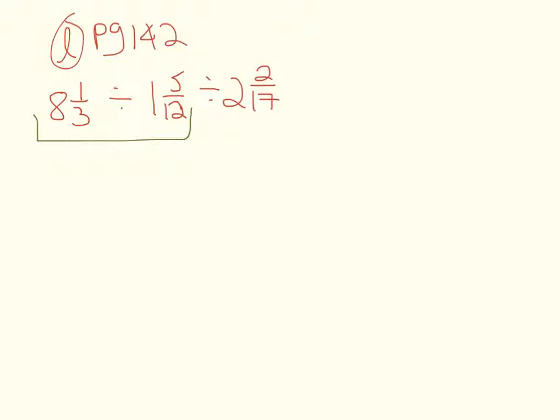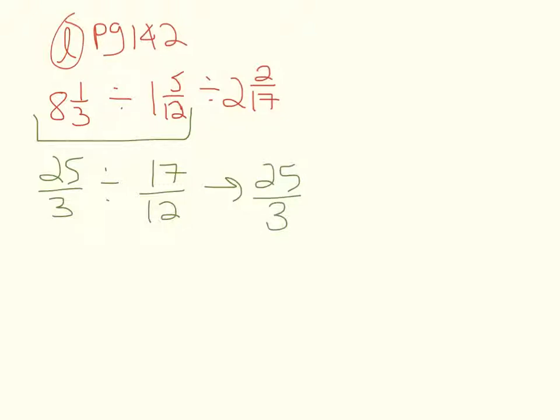So 3 times 8 gives us 24, plus the 1 gives us 25 thirds. 12 multiplied by 1 gives us 12, plus 5 gives us 17 twelfths. So at this point, it's still technically a division because we haven't flipped anything yet. So in order to actually continue with the problem, remember we don't technically divide by fractions. So 25 thirds will actually be multiplied by that second fraction's inverse, which is 12 seventeenths.